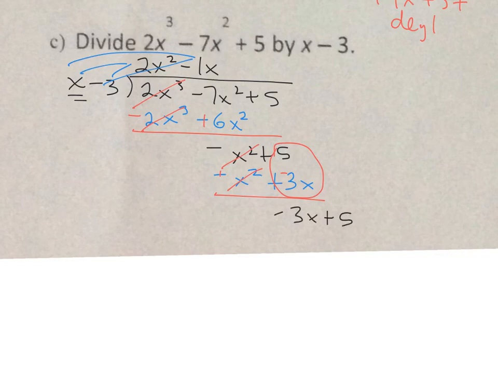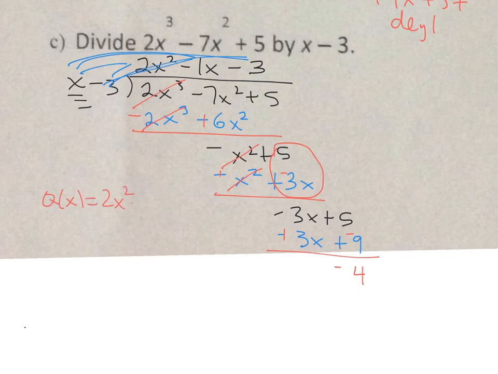Then it's time to divide again. Negative 3x divided by x is negative 3. Now it's time to multiply. Negative 3 times x is negative 3x. Negative 3 times negative 3 is positive 9. You draw your line, change the signs, and that is remainder negative 4. So your quotient was 2x squared minus x minus 3, and your remainder is negative 4.